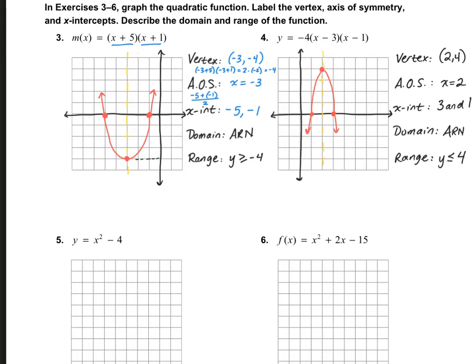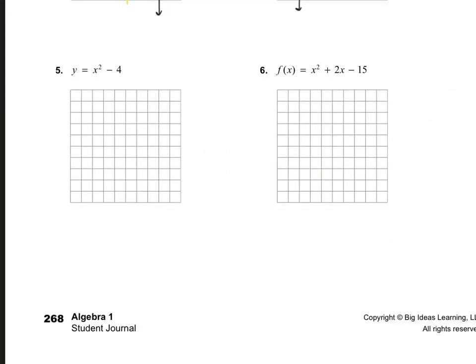The domain is all real numbers, and the range is everything below 4. Y is less than or equal to 4. So numbers 5 and 6 are not written in that form that we just learned about, the intercept form. So my first step on number 5, and number 6, is I'm going to factor out this quadratic equation. So this would be x plus 2, x minus 2. And now I can go ahead and graph it just like I did numbers 3 and 4.